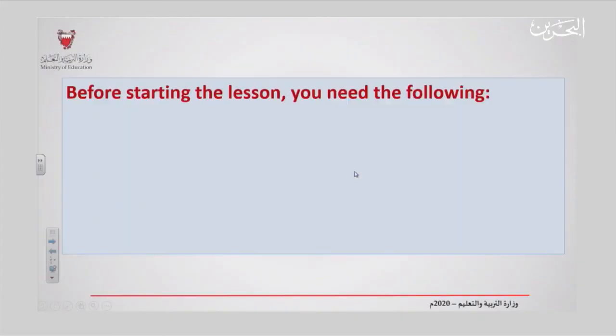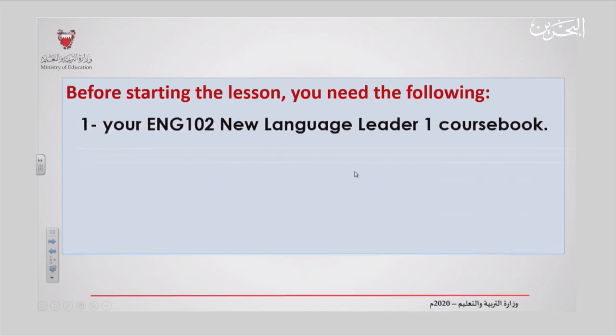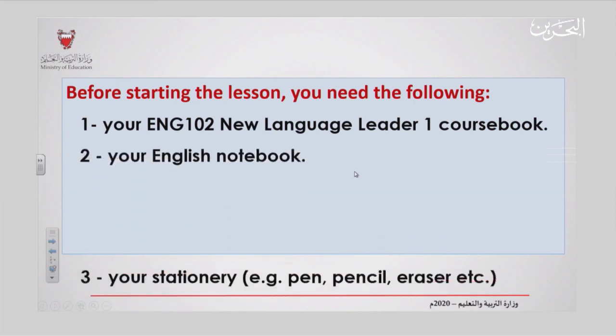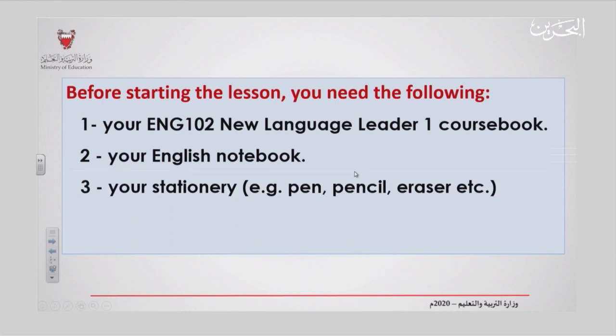So before starting the lesson, you need the following: your English 102 New Language Leader 1 coursebook, your English notebook, your stationery like a pen, pencil, eraser, or what you need, and a dictionary.